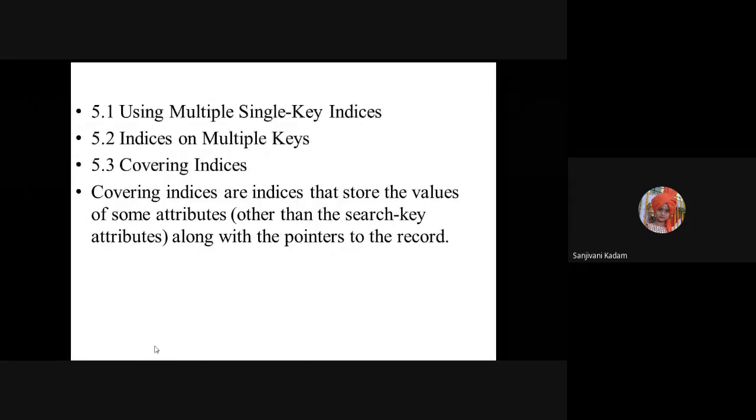And the third point here is covering indices. Covering indices are indices that store the values of some attributes other than the search key attributes along with the pointers to a record. Just like we are storing the values for the name and department name, we will store the salary value. This is also a multiple key concept.